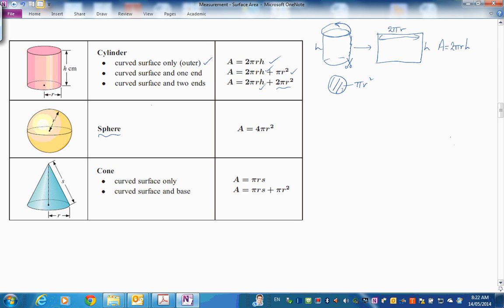Sphere: you can't do this one by reasoning. This one you have to do again by calculus. The area of a sphere, the outside surface, is 4 pi r squared. So you just have to use the formula.